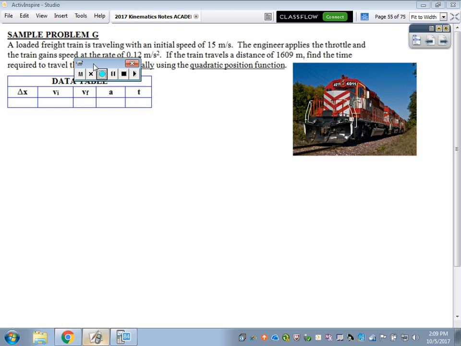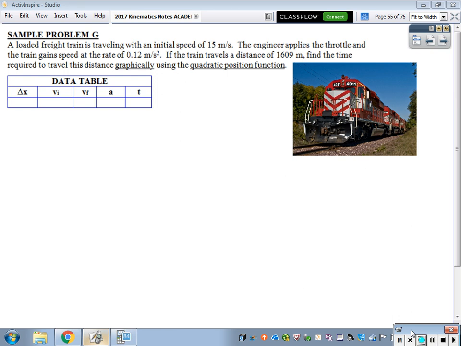All right, so sample problem G. I'm going to kind of cue you into this before we get into the problem. This is going to require us to use the quadratic equation and use it as a quadratic. So what I would like to do with this is to take the opportunity to show you how I would like for you to solve this.